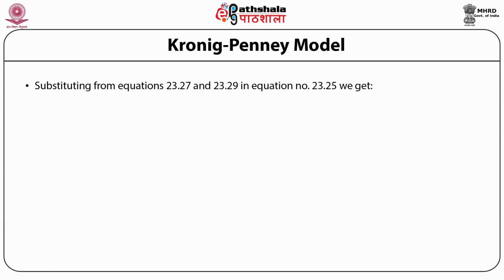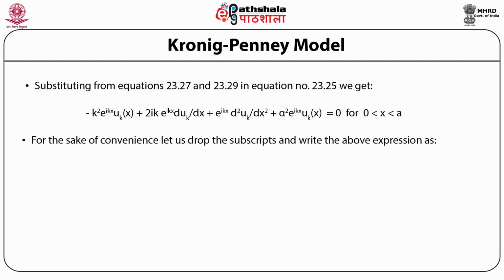Substituting from equations 23.27 and 23.29 in equation 23.25, we get minus k² e^(ikx) u_k(x) plus twice ik e^(ikx) du_k/dx plus e^(ikx) d²u_k/dx² plus α² e^(ikx) u_k(x) equal to 0 for 0 less than x less than a. For the sake of convenience, let us drop the subscripts and write the above expression as d²u/dx² plus twice ik du/dx plus (α² minus k²) u equal to 0 for 0 less than x less than a, given as equation 23.30.